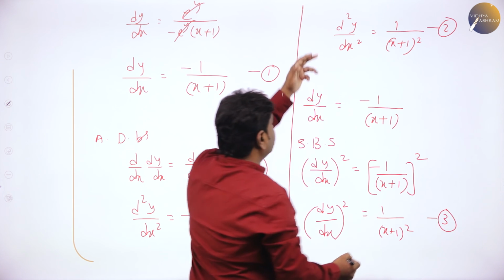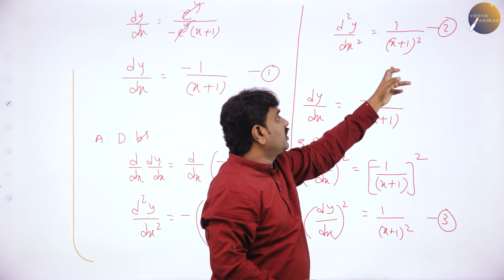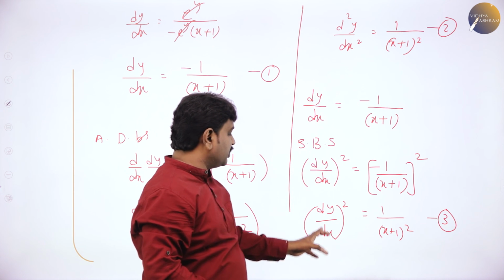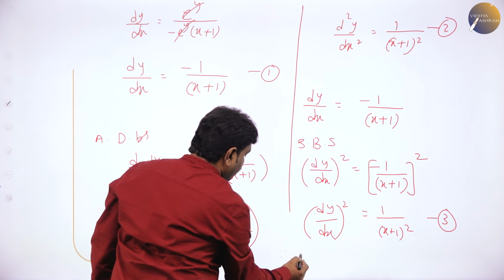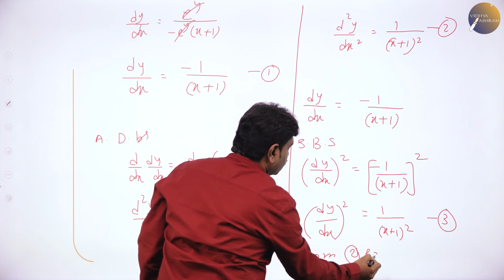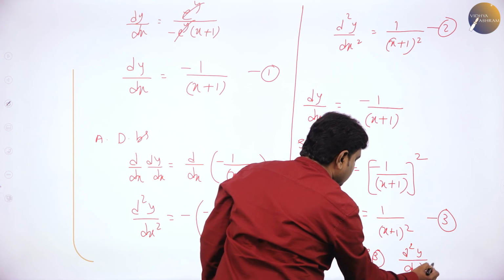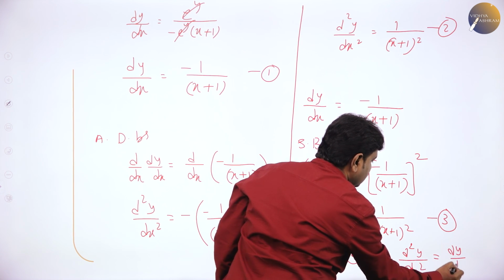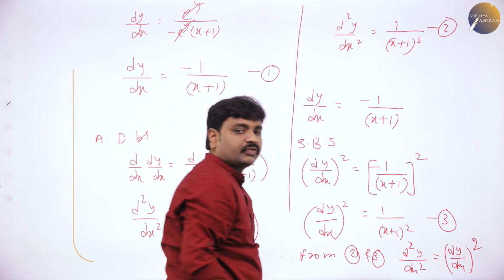See, from 2 and 3, RHS is the same. What is d square y by dx square? 1 by (x plus 1) the whole square. What is dy by dx the whole square? Same. So therefore, what is the conclusion? From the two equations, 2 and 3, d square y by dx square in this case is the same as dy by dx the whole square. I hope all of you understood.